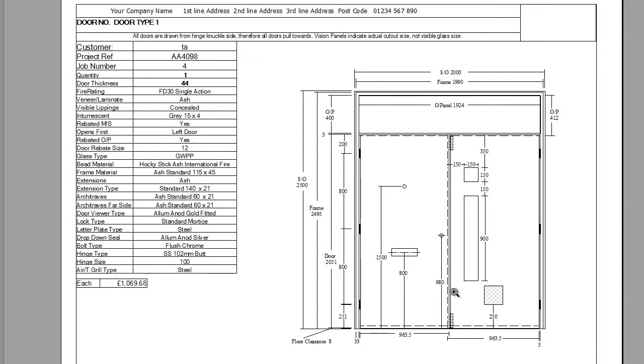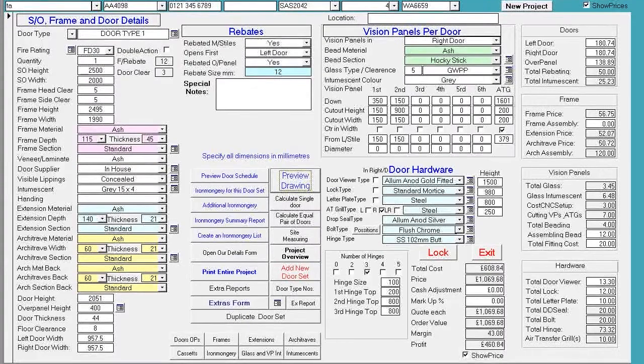You can also see we specified bolts and an air transfer grill. Let's close that and go back to the form. You can see also we've got a lock button here. This just makes it impossible for somebody to accidentally change some information when perhaps a quotation has already been made. I'm going to unlock that again.